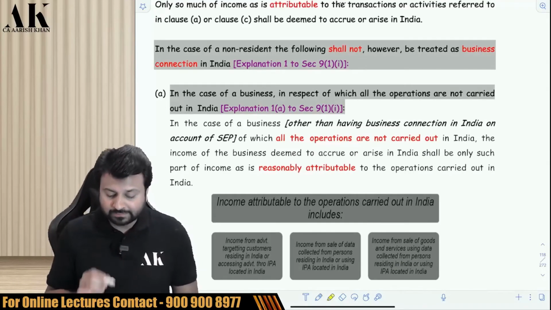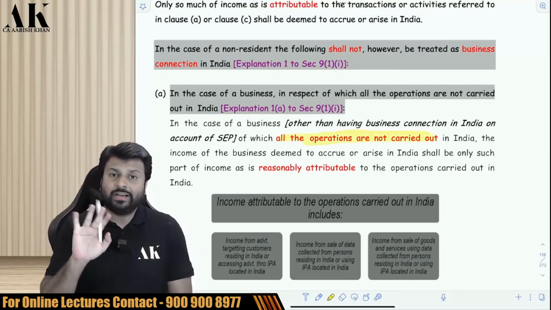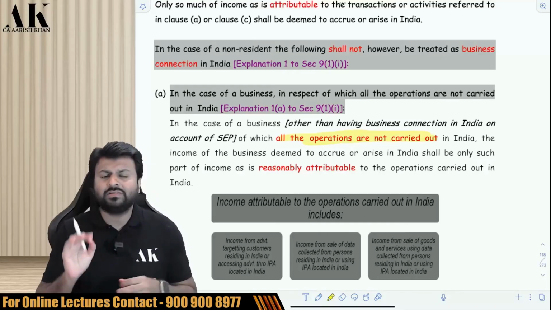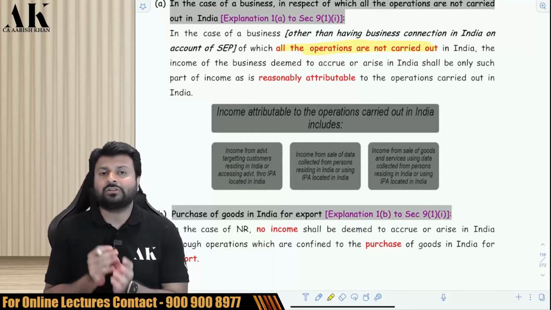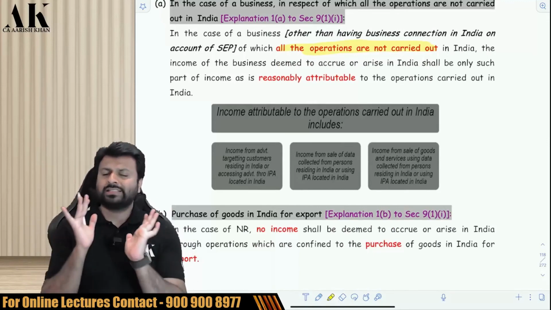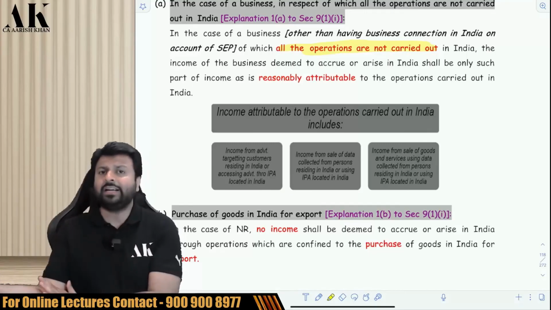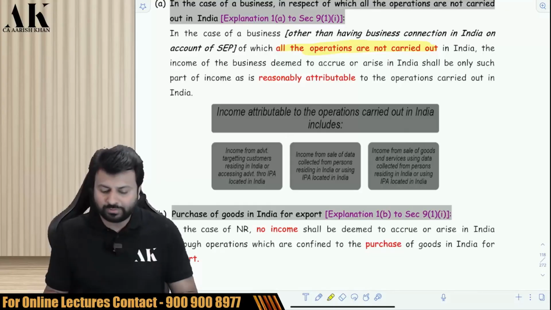What are those cases? First of all, if all the operations of the non-residents are not carried out in India, only some of the operations are carried out in India, then the income taxable in India should also be reasonably attributable. For example, if a company is doing some activity in India and some activity outside India, then their entire income cannot be taxed in India. Only a reasonable income should be taxable in India.